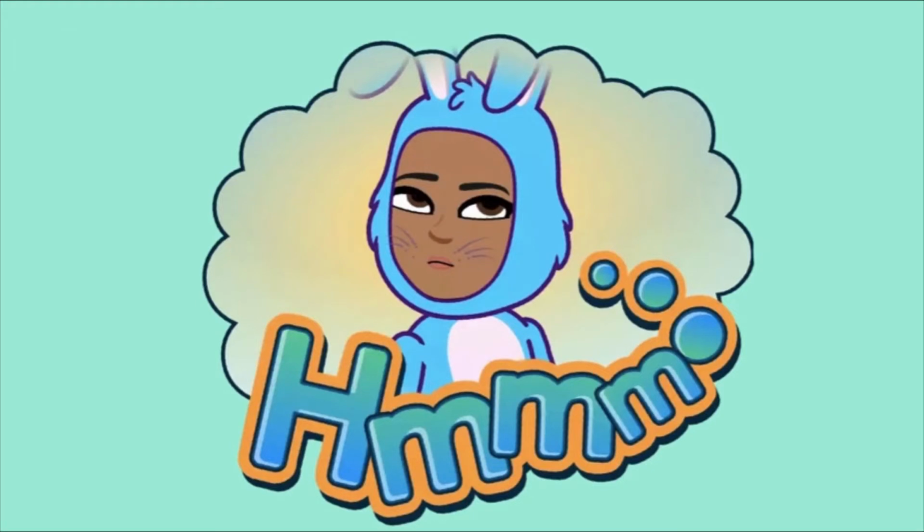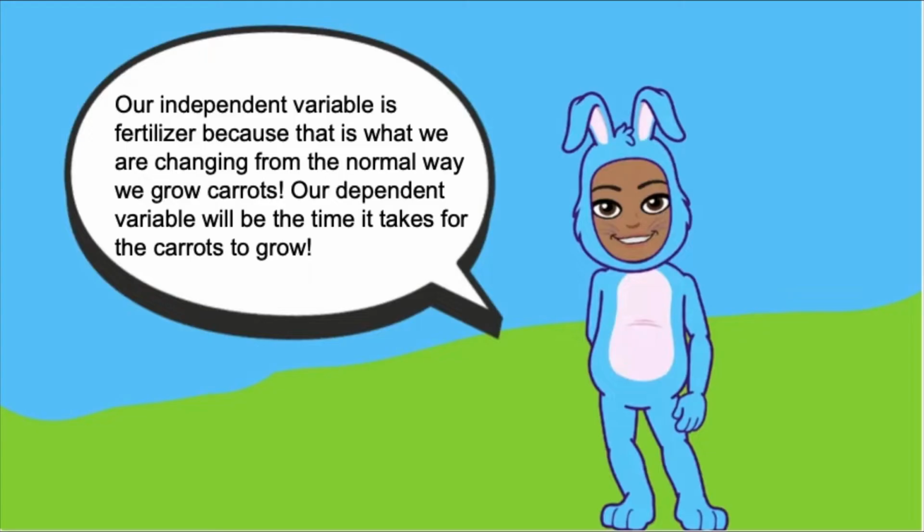So what's the independent and dependent variable in our carrot experiment? I've got it! Our independent variable is fertilizer because that is what we are changing from the normal way we grow carrots, and our dependent variable will be the time it takes for the carrots to grow.